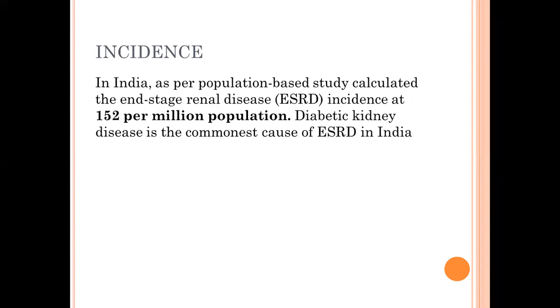Moving on to the incidence. In India, as per a population-based study, they have calculated that the incidence of end-stage renal disease is about 152 per million population. And the foremost reason for end-stage renal disease is diabetes.